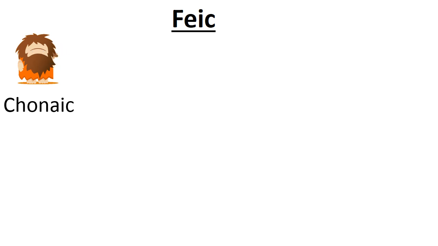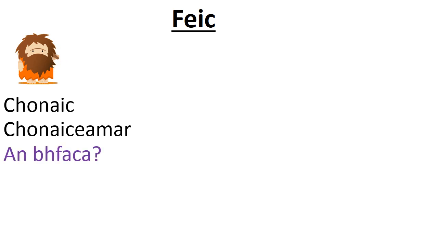Connick. Connick ne mo chara. I saw my friend. Connick tu, connick she, connick shiad. But for we, connickamer. Connickamer. And we can see there it has that same amur narrow ending that we saw with the regular verbs at the start. So it looks very different from the name of the verb, but it's still following the same rules. Connickamer, we saw.